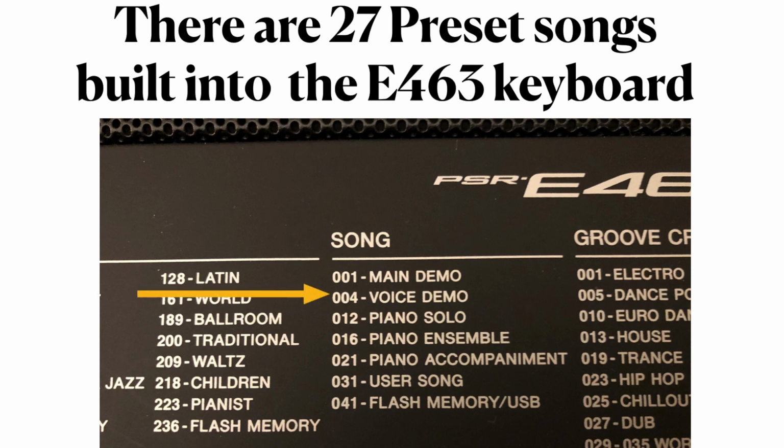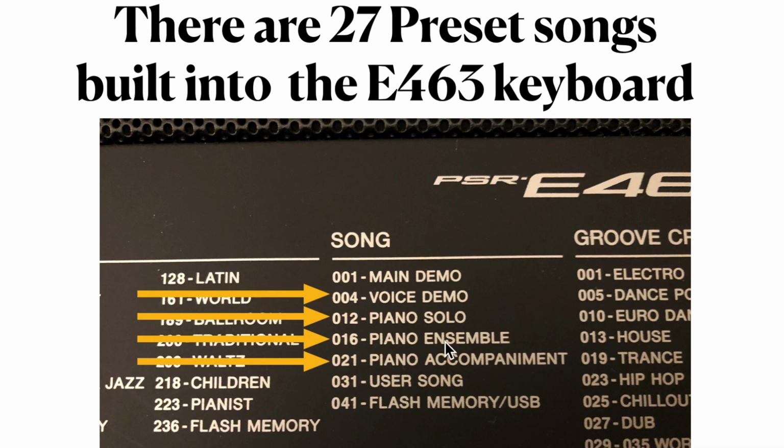Songs 4 through 11 are songs that show off the different voices in the keyboard. Songs 12 through 15 are songs that are piano solos. Songs number 16 through 20 are songs that have the piano and other instruments, but it features the piano. Songs number 21 through 30 are songs that have a piano accompaniment.